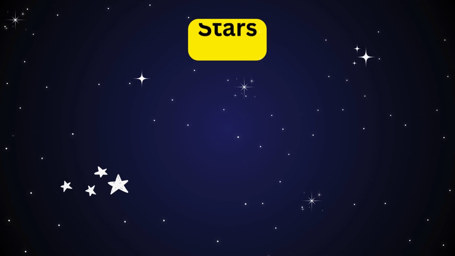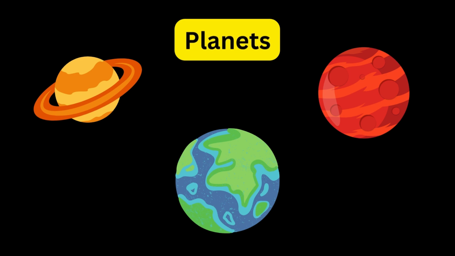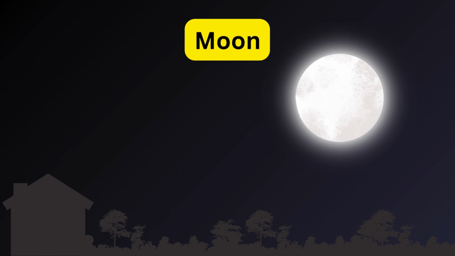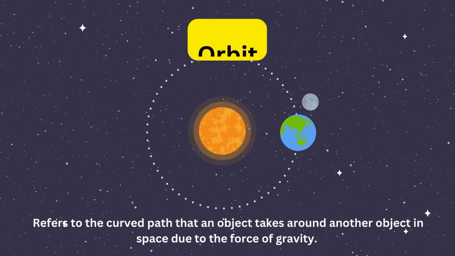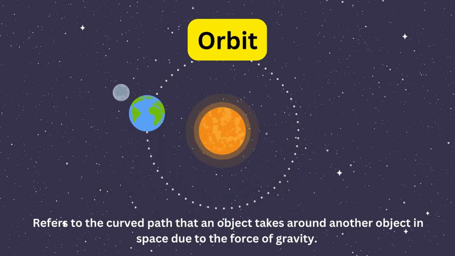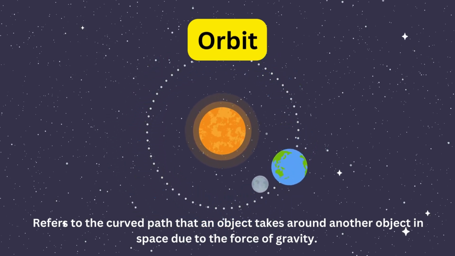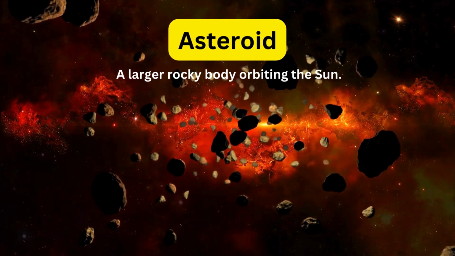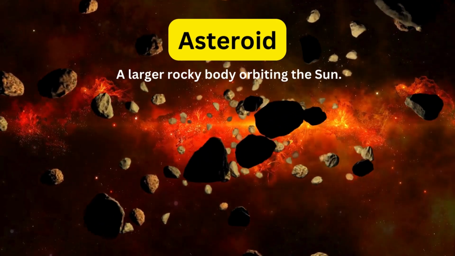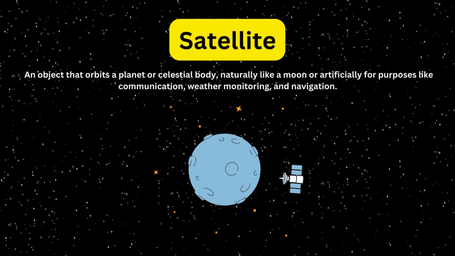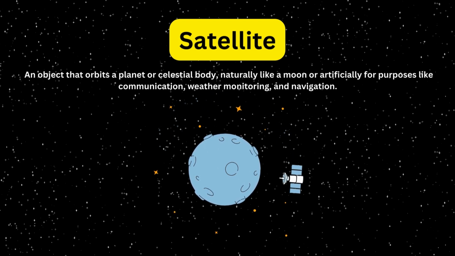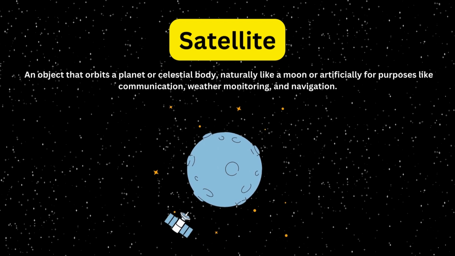Stars, planets, moon. Orbit refers to the curved path that an object takes around another object in space due to the force of gravity. Asteroid, a larger rocky body orbiting the Sun. Satellite, an object that orbits a planet or celestial body, naturally like a moon or artificially for purposes like communication, weather monitoring, and navigation.